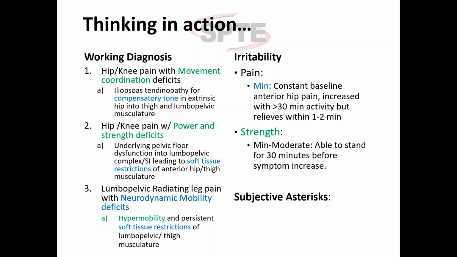And then finally, what are the subjective asterisks that we're going to want to look at week to week or ask her about? This would be the sitting time, the standing time, and the walking time. Really the three primary aggravating factors as well as goals that she had mentioned addressing.